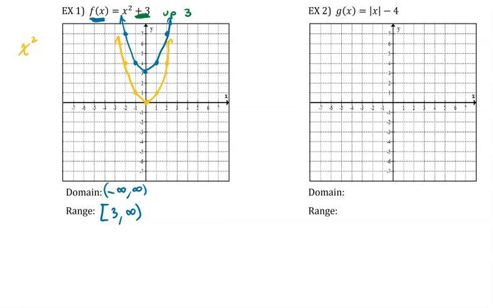All right, let's try another one. So example 2, the absolute value of x is the parent. So let's graph that first. We got 0, 0, negative 1, 1, and 1, 1, and then negative 2, 2, and 2, 2. And it makes that V shape.